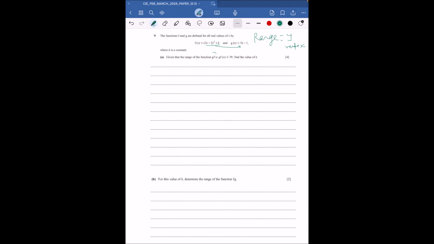So let's do that. 5, let's use a square bracket, 3x minus 2 squared plus k, then minus 1.